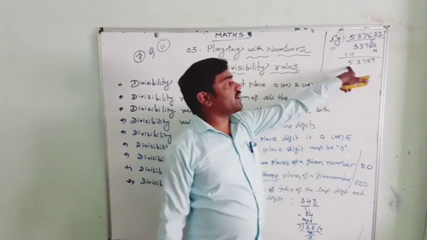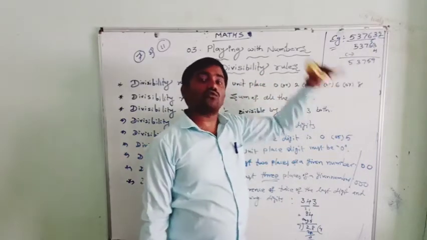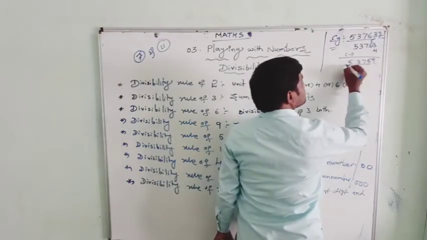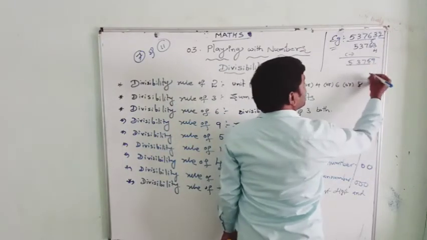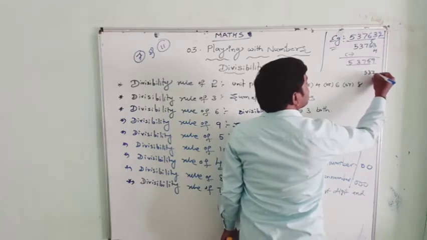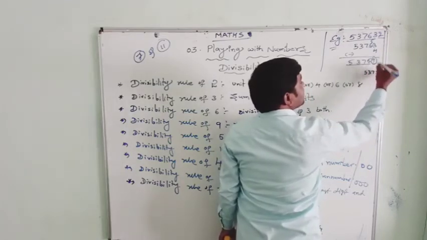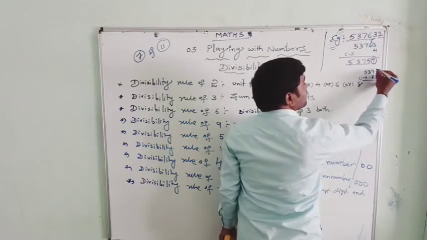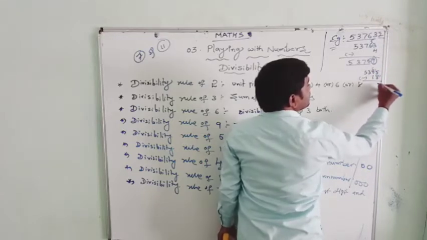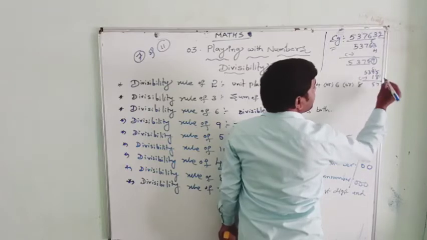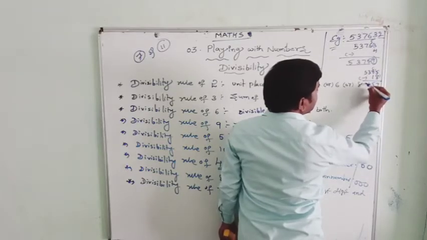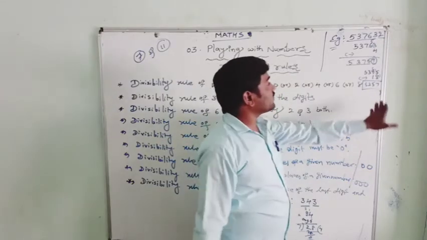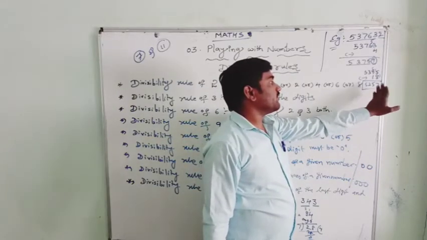Now, is it divisible by 7 or not? We still don't know, so we have to continue the same process again: twice the last digit. Now let us continue with 5375. Twice of the 5 is 10. Let us subtract again: 537 minus 10 gives 527.